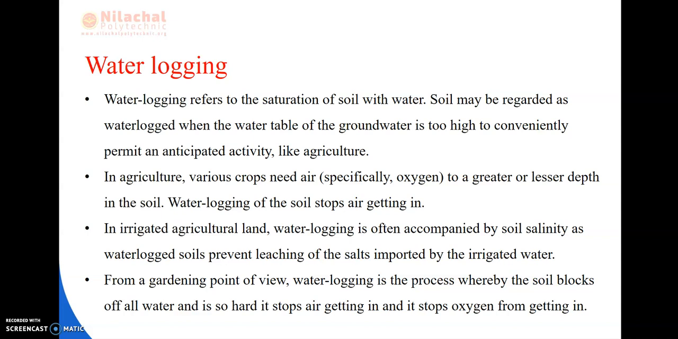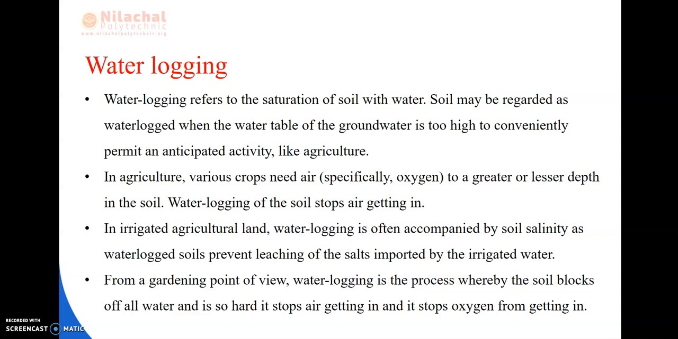Waterlogging refers to the saturation of the soil with water. Soil may be regarded as waterlogged when the water table of the groundwater is too high to conveniently permit an anticipated activity like agriculture. In agriculture, various crops need air, specifically oxygen, to a greater or lesser depth in the soil. Waterlogging of the soil stops air getting in. In an irrigated agricultural land, waterlogging is often accompanied by soil salinity, as waterlogged soils prevent leaching of the salts imported by the irrigated water.